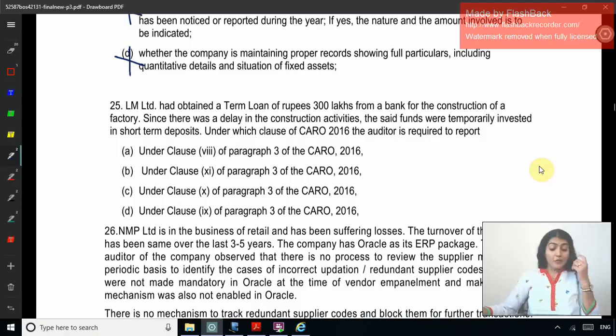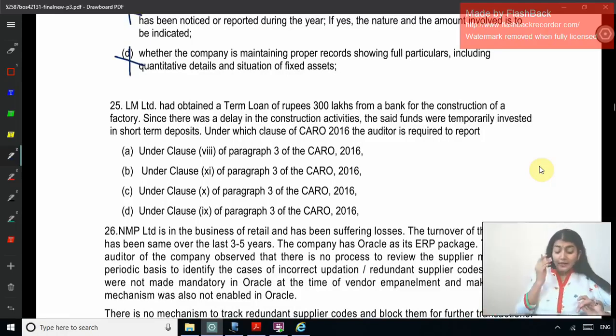Right, and the last one for this video, the 25th one. MM Limited has obtained a term loan of rupees 300 lakh from a bank for the construction of a factory. Since there was a delay in the construction activities, the said funds were temporarily invested in short-term deposits. Under which clause of CARO is the auditor required to report? Right, so this is regarding the end use of monies raised. Clause 9. The money was raised for construction of a factory and has been invested in short-term deposits. So clause 8.